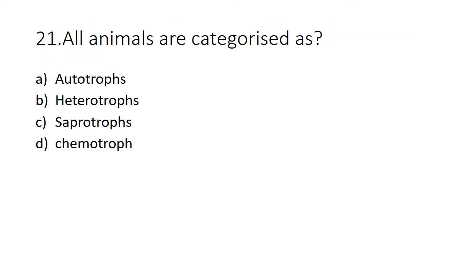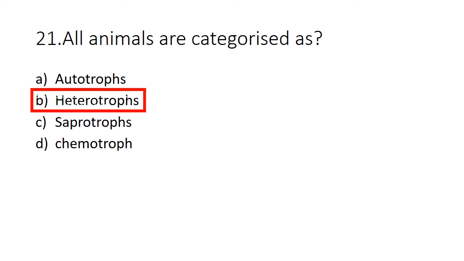21st question is, Cuscuta grows on other plants and takes its food from that plant. It is categorized as A, autotrophs, B, heterotroph, C, saprotrophs, or D, chemotroph. This is also very easy. The correct answer is option B, heterotroph, because they are dependent on other plants. That is why they are known as heterotrophs.